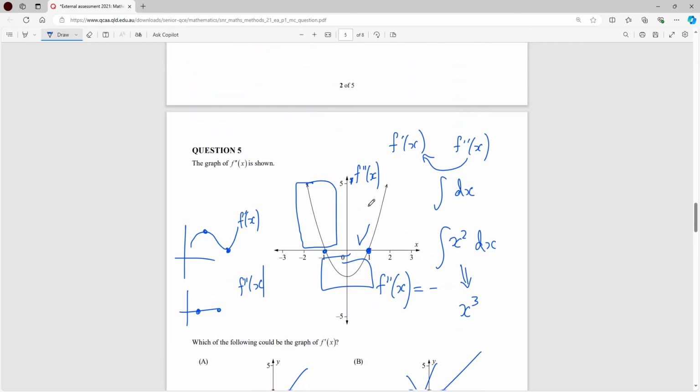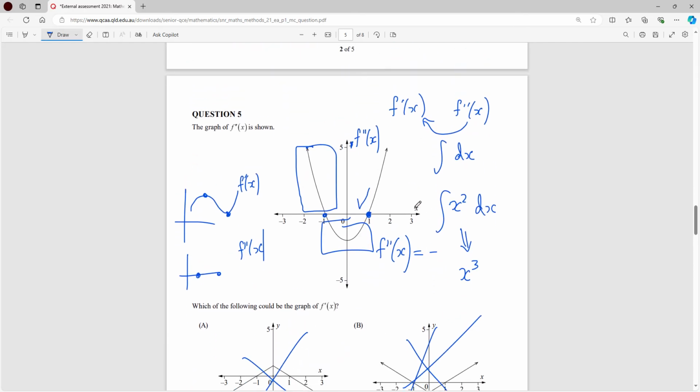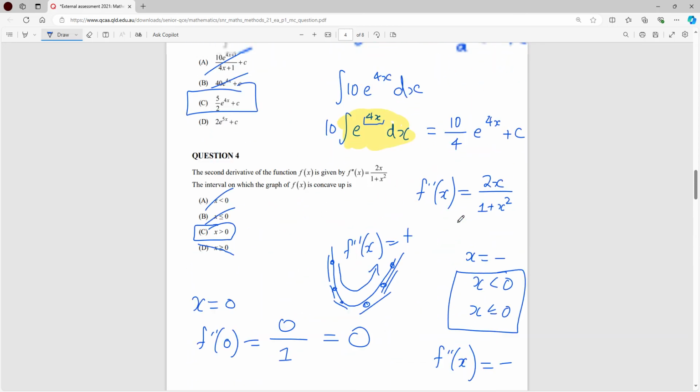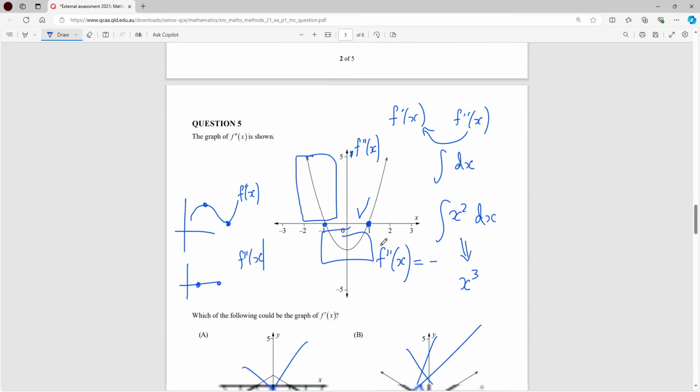Okay? So again, another conceptual question. You need a good understanding of what we're actually doing at the end of the day with this stuff here. Okay? So take the time to learn the concept rather than calculate stuff.